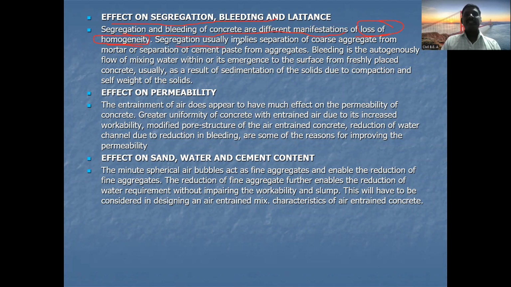So segregation usually implies separation of the coarse aggregate from the mortar.